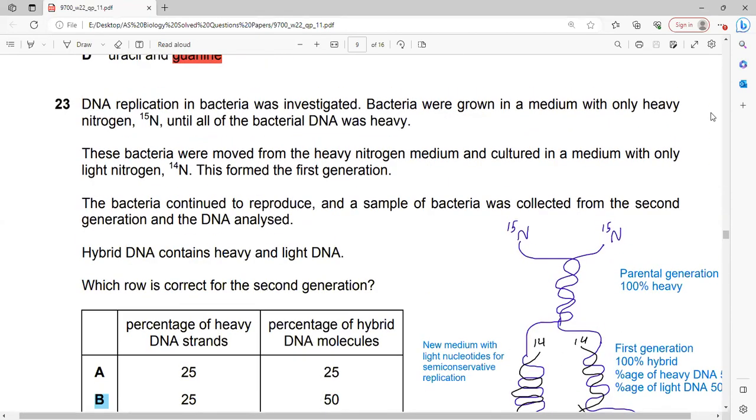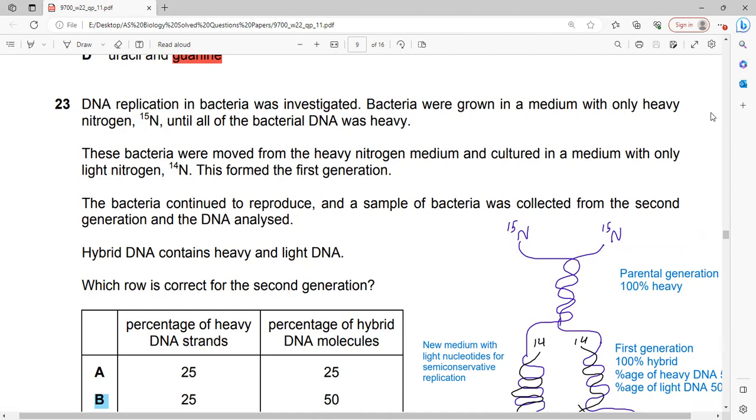The next question is about a theoretical point of view. This is explaining the replication of the DNA. So the DNA replication in the bacteria was investigated, and the bacteria were grown in a medium with only heavy nitrogen, isotope number 15, until all the bacterial DNA was heavy. So we had been growing the bacteria in the medium which contained nitrogen isotope number 15. It means all the nitrogen present in the DNA of the bacteria will contain isotope number 15. So their DNA is heavy.